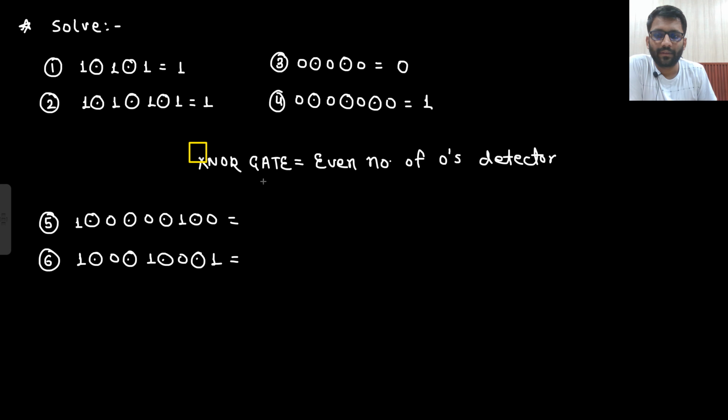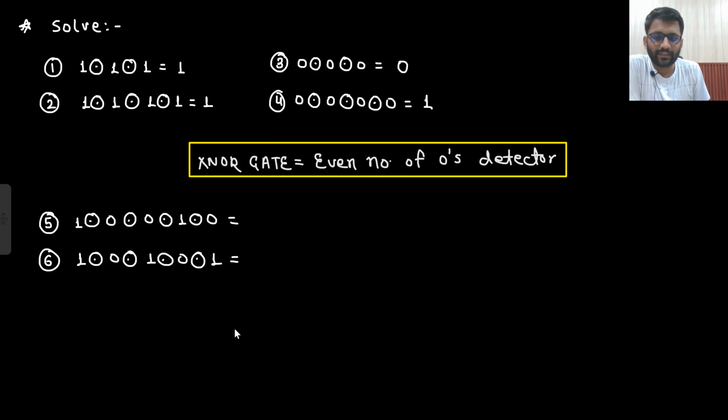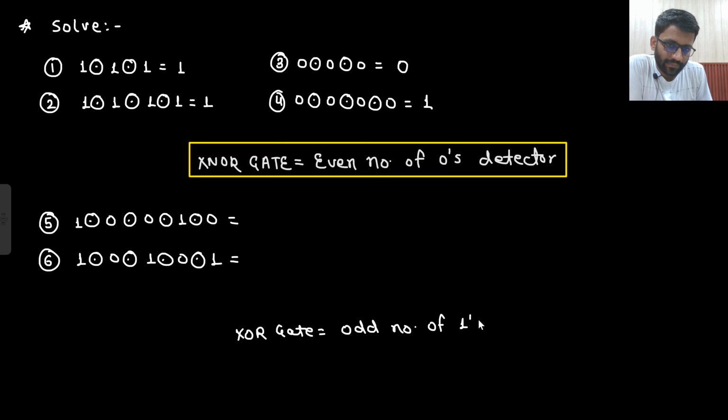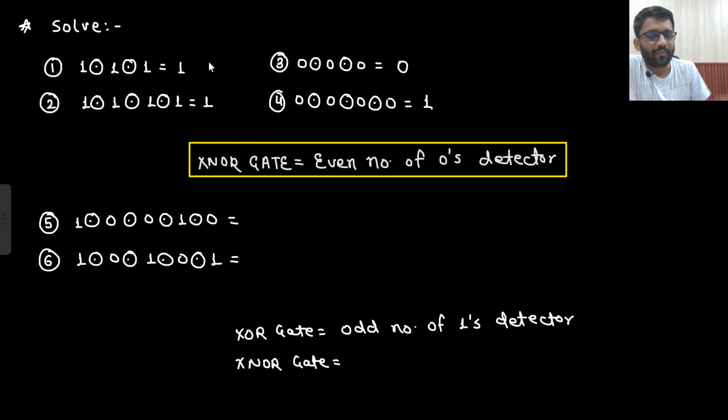Okay. So let's write down both of the things. XOR gate was what? Odd number of ones detector. This can be asked in MCQs: what is XOR gate, what is XNOR gate. XNOR gate is called as... Okay. So in XNOR gate, you cannot define by 1, because in both of the cases you are getting 1 only. But here in both of the cases you are getting different. If odd number of zeros are there, your answer is 0. If even number of zeros are there, your answer is 1. So it is even number of zeros detector.